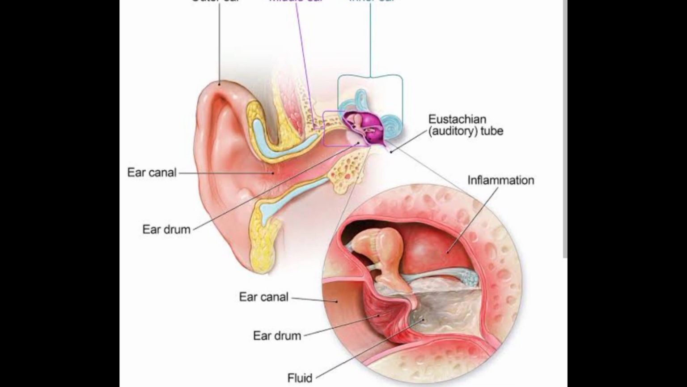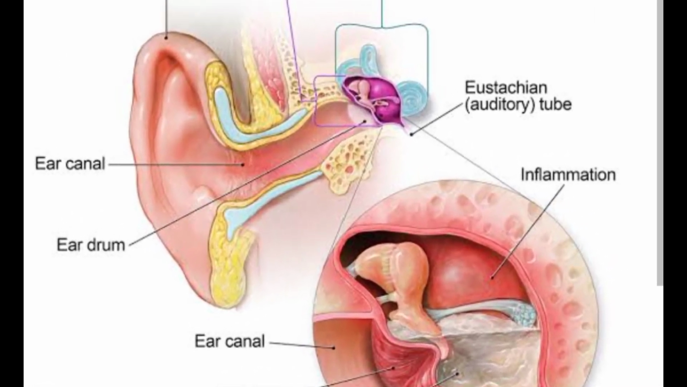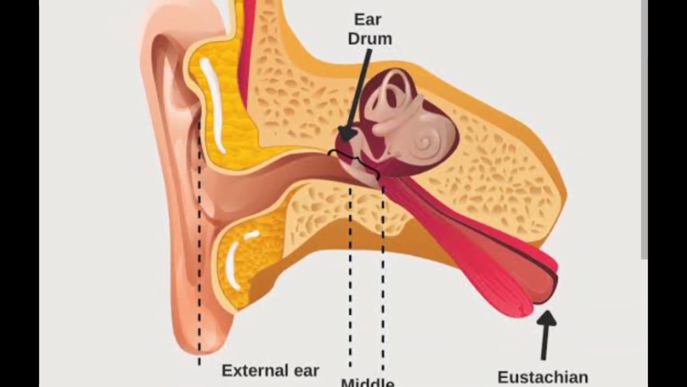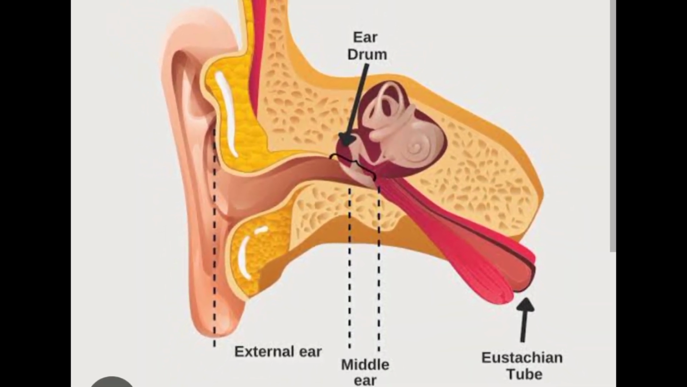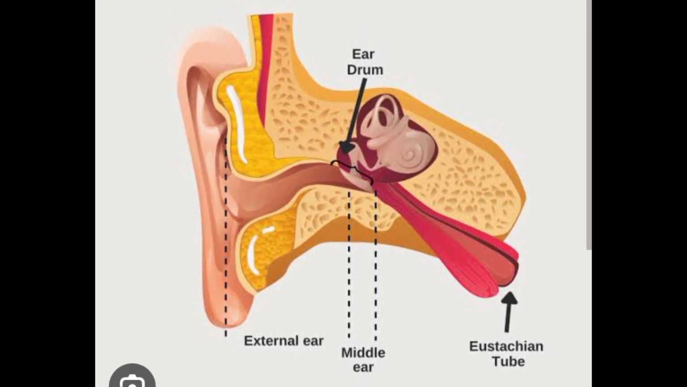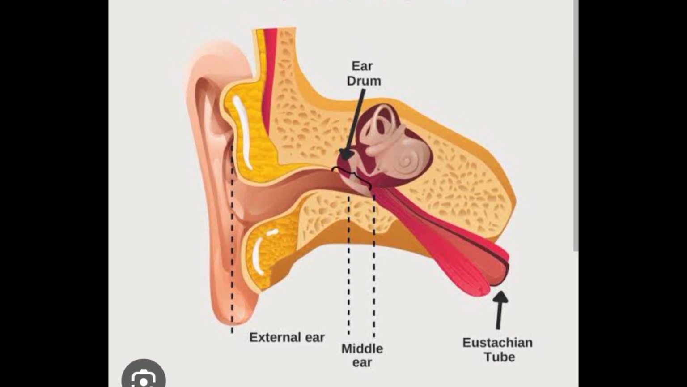To understand ear infections, it is essential to know a little bit about the ear's anatomy. The ear has three parts: the outer ear, middle ear, and the inner ear. An ear infection occurs when bacteria or viruses get into the middle ear and cause inflammation.